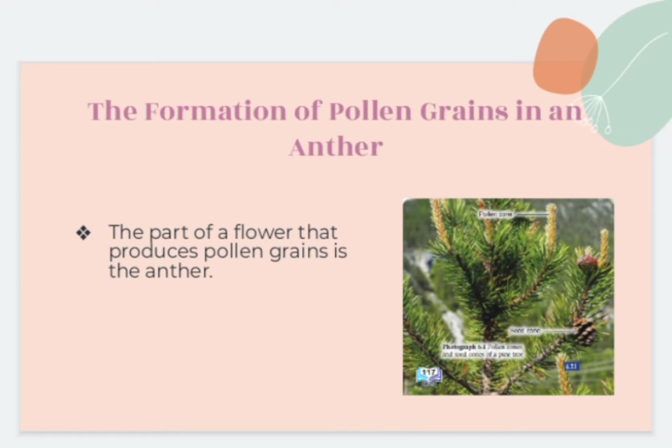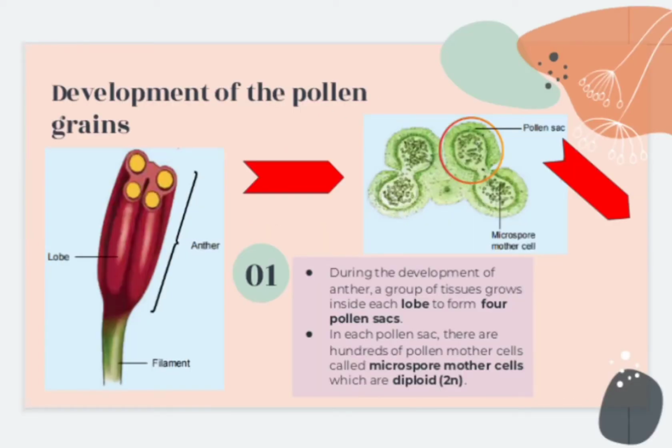The formation of pollen grains in an anther. The part of a flower that produces pollen grain is the anther. Development of the pollen grains. First, during the development of anther, a group of tissues grows inside each lobe to form 4 pollen sacs. In each pollen sac, there are hundreds of pollen mother cells, called microspore mother cells, which are diploid.